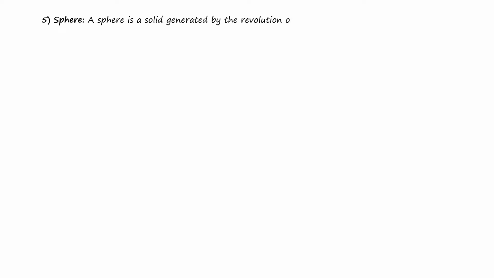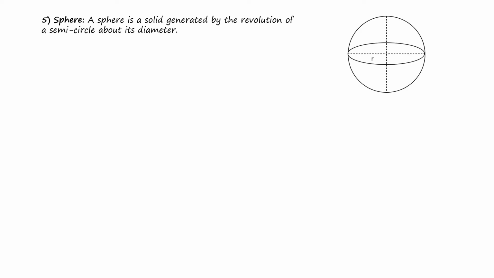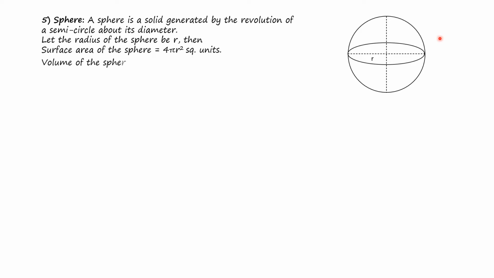Sphere. A sphere is a solid generated by the revolution of a semicircle about its diameter. Let's draw the picture. This is a semicircle. So if we rotate it along its diameter, the object that is obtained is a sphere. Let the radius of the sphere be r, then the surface area of the sphere is 4πr² square units. Volume of the sphere is 4/3 πr³ cubic units.